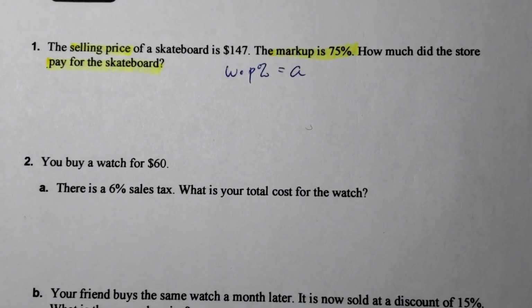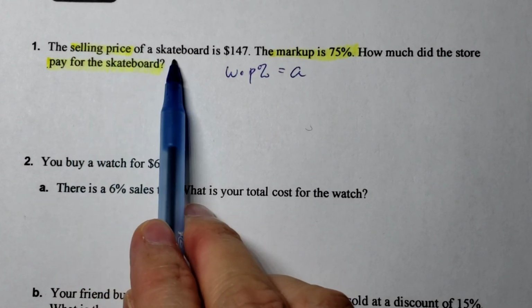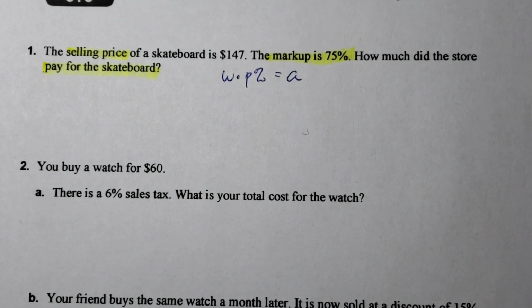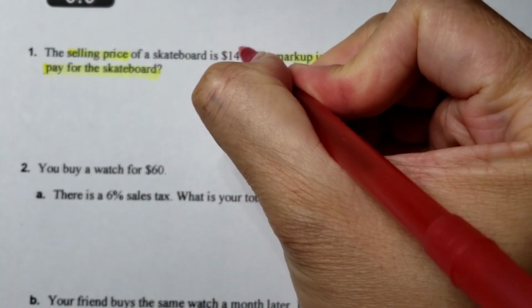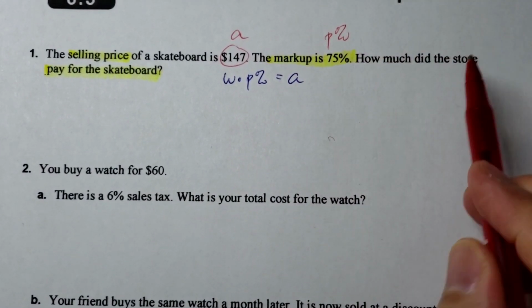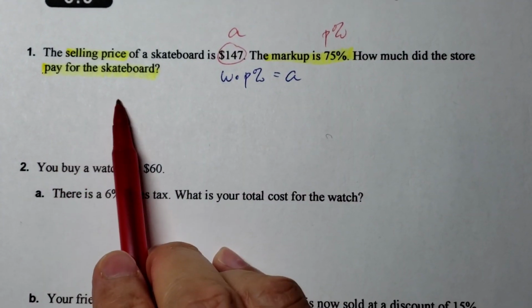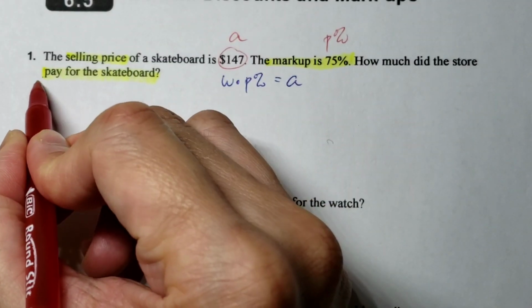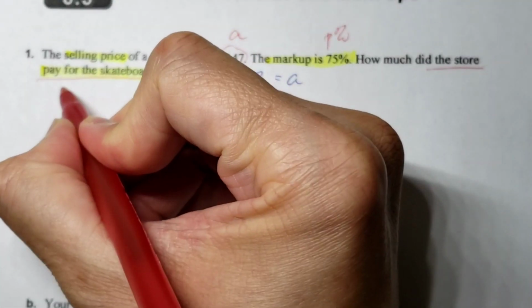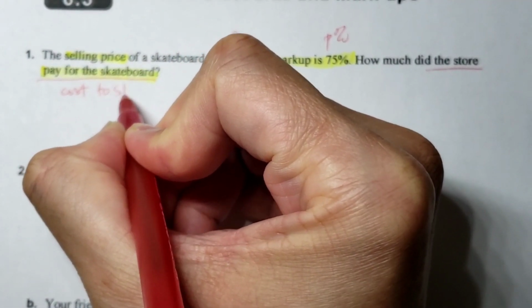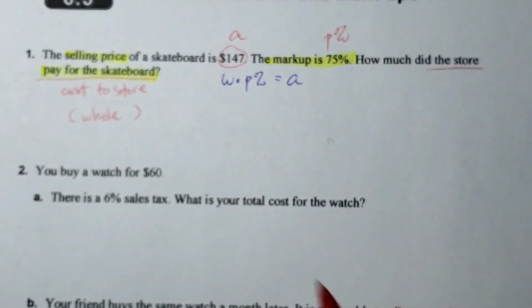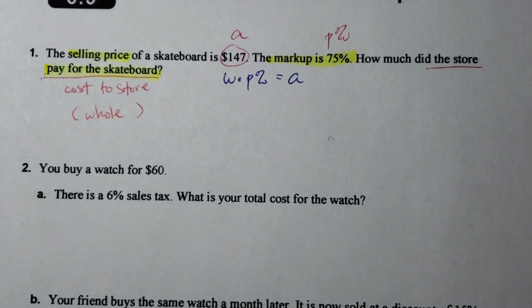Okay, here we go. The selling price of the skateboard is $147. So that would be our what? Is that our whole or is that our part? It is our A. So this amount is our A. The markup is our percent. Now, how much did the store pay for the skateboard? So that means it's asking for the cost to the store. This is cost to store, so this is our whole. This is the original price. So it's asking for the original price.